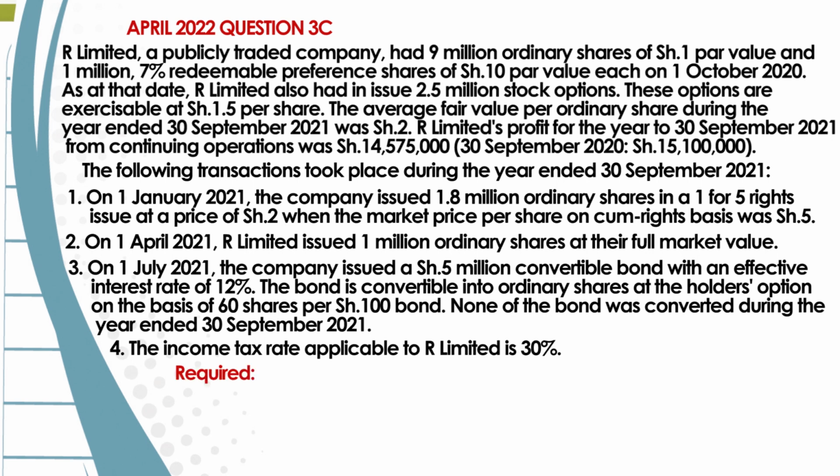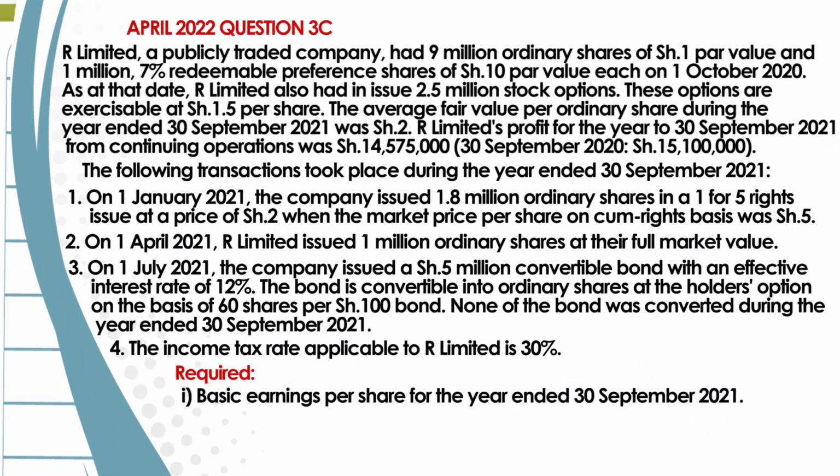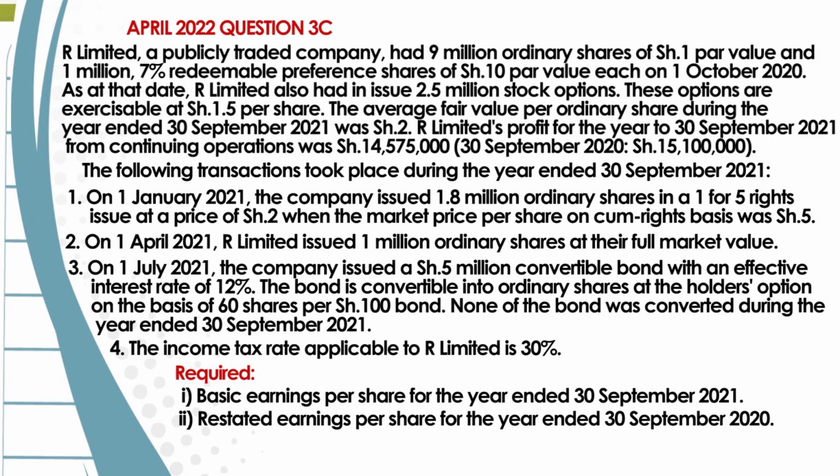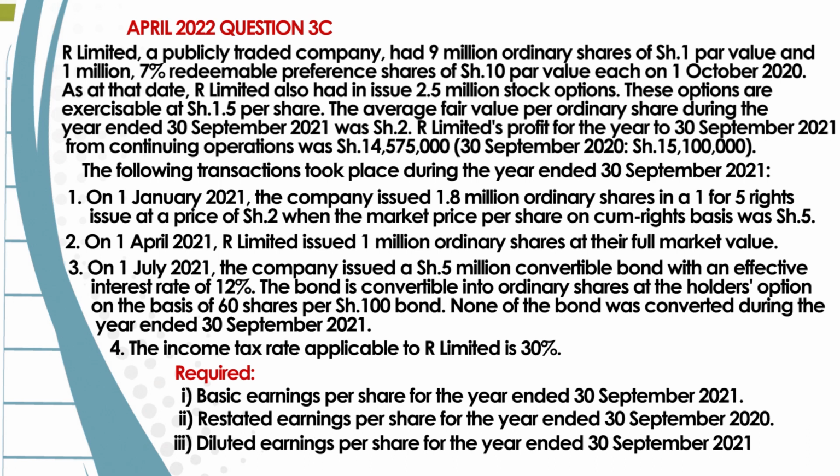So what are we required to do? Number 1 is basic earnings per share for the year which ended 30th September 2021. Roman 2, restated earnings per share for the year which ended 30th September 2020. And Roman 3, we are required to compute the diluted earnings per share for the year which ended 30th September 2021.